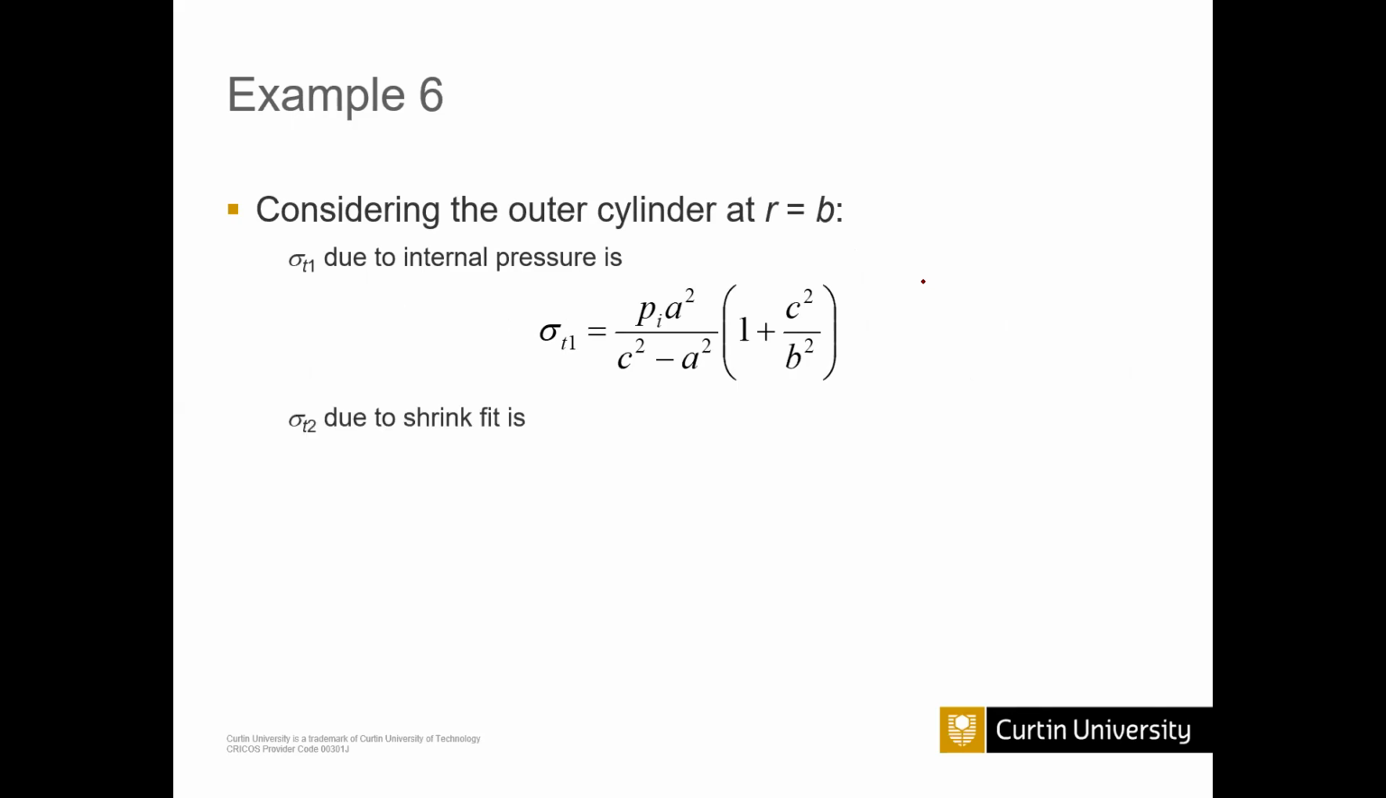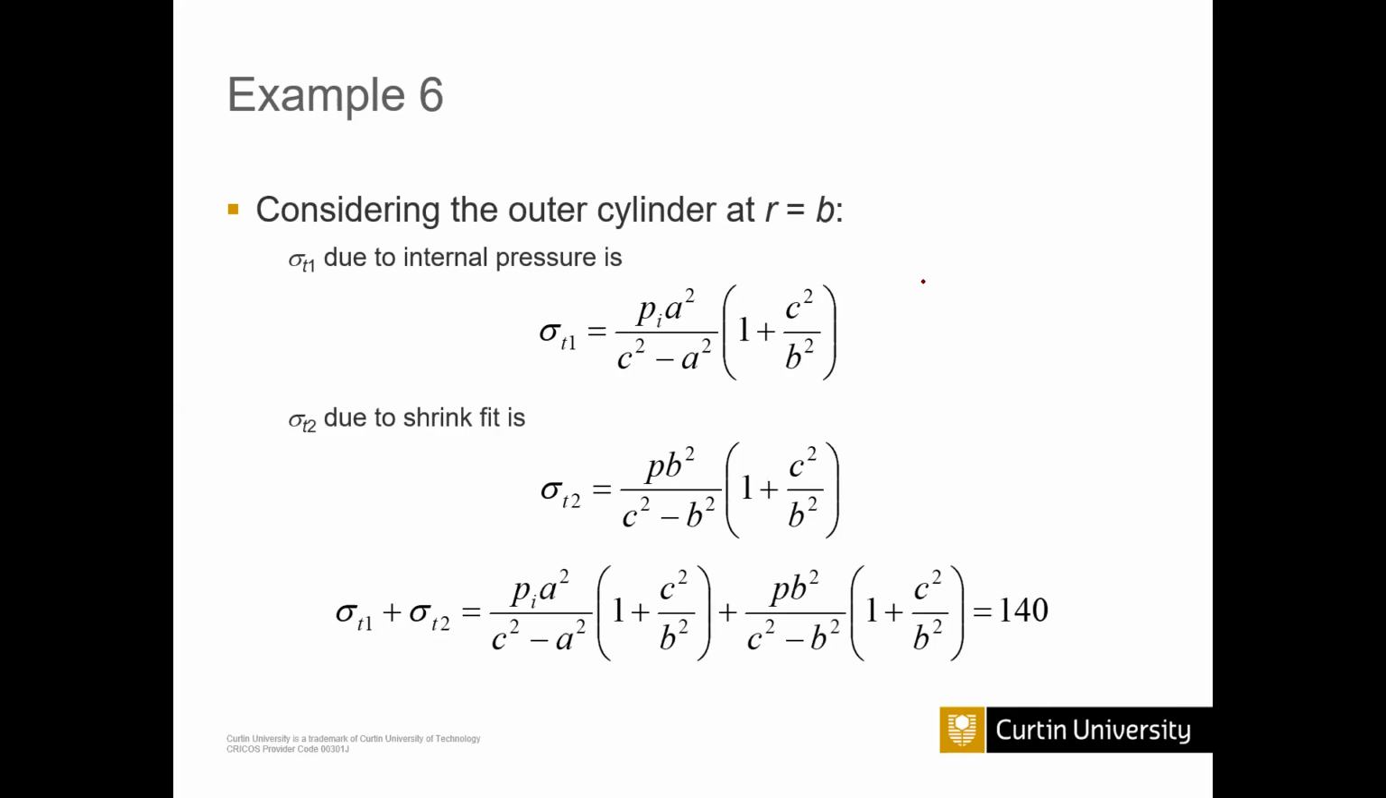So the tangential stress due to shrink fit, this one, sigma T2, the outer cylinder, and get the combination of these two. It should be equal to 140. So this is the equation.